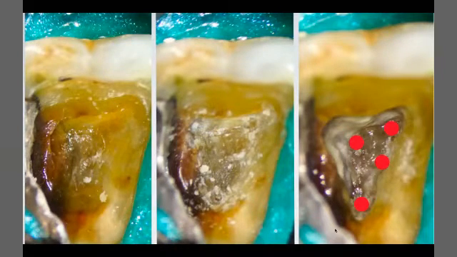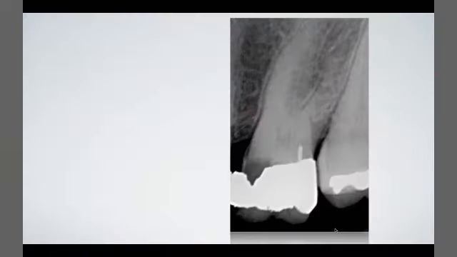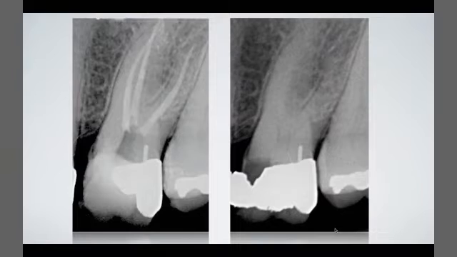So the tricky tip of such cases is to remove the calcification properly without any mistake, without removing too much dentin, without sacrificing the crown. So here is the X-ray before, and here the X-ray after normal root canal treatment after removing the sclerotic dentin.